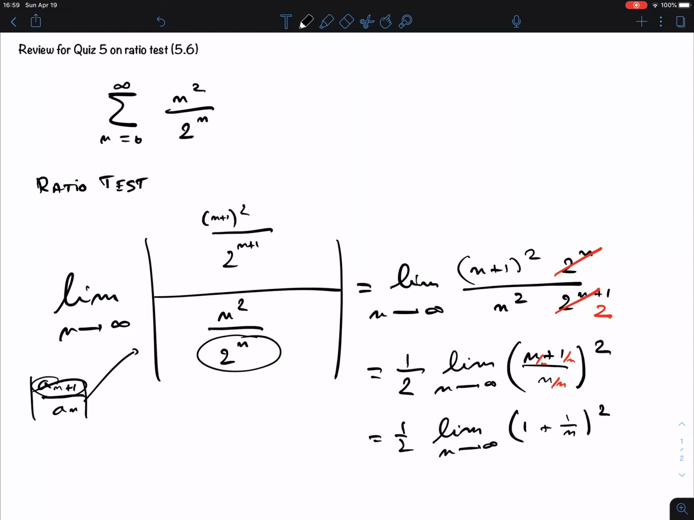And well, perhaps better, the square is now really outside the limit. We're taking the limit inside, and then inside we have that 1 over infinity is 0, so this goes to 0, and we have only 1 left, and then we square it, which is also 1, and we're left finally with a half. Now what do we do with that? Well, it's the ratio test.